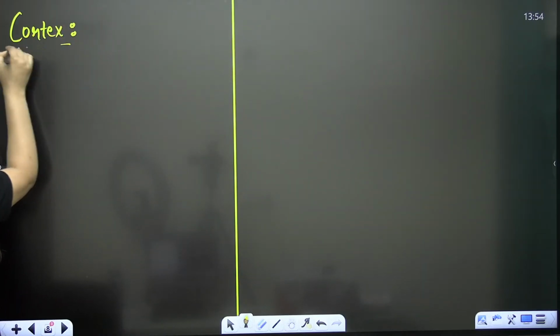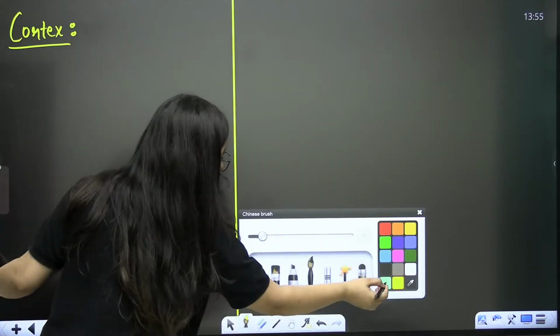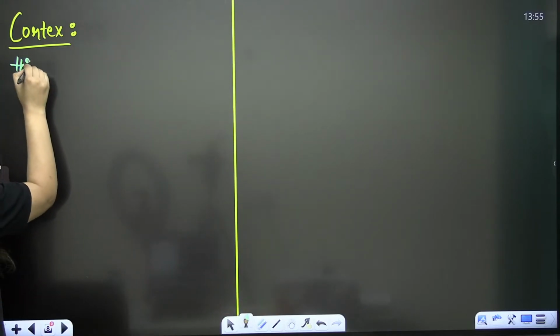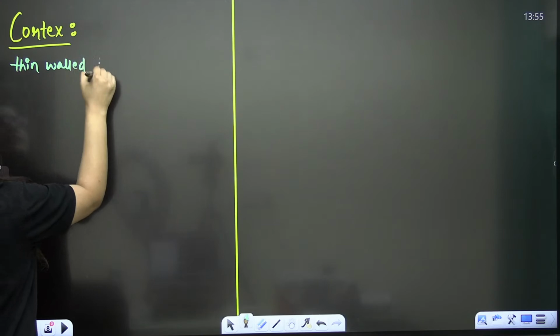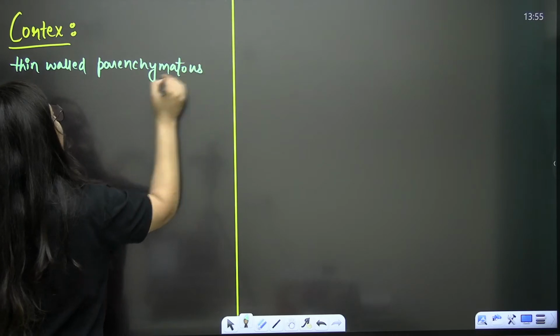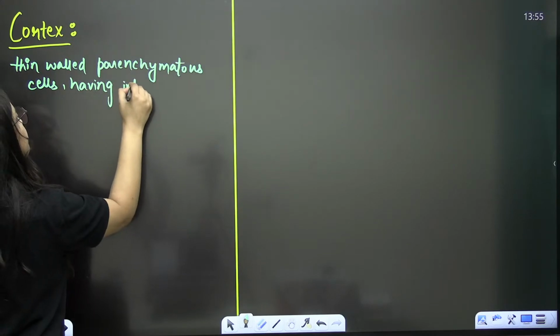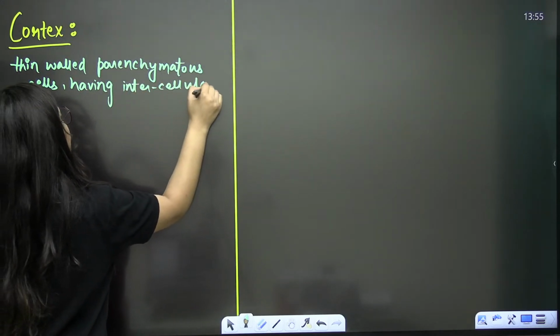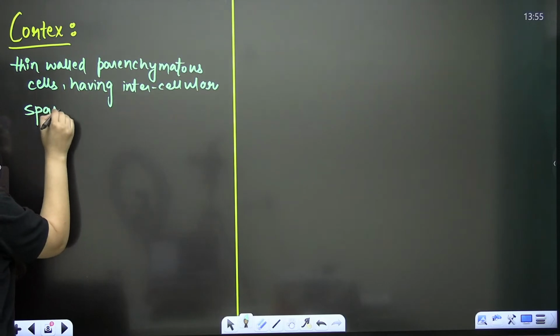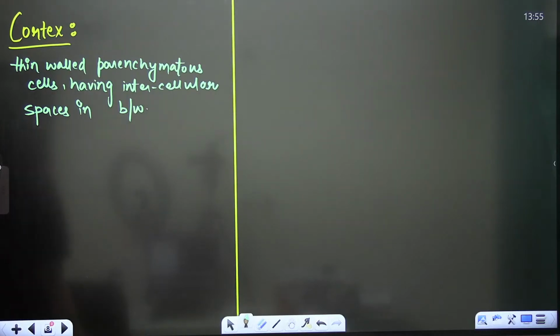So you know that parenchymatous cells are present in the cortex. What is there in the cortex? Parenchymatous cells are there, yes or no? Cortex is made up of thin-walled parenchymatous cells having intercellular spaces in between. Are you getting it? This is what the cortex is.